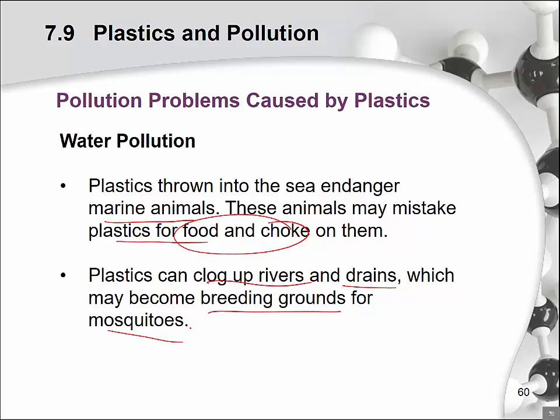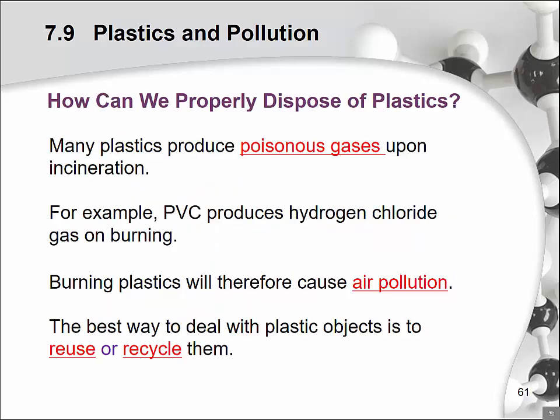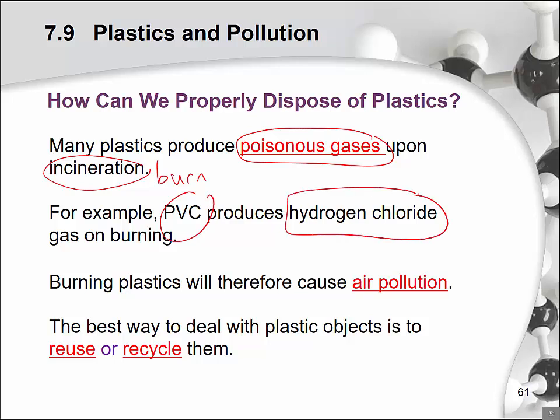Now, many plastics produce poisonous gas when incinerated, which means burned. An incineration plant is for burning of waste. So by burning, it can produce poisonous gas. For example, PVC produces hydrogen chloride, and this is an acid. If it dissolves in rainwater, it forms hydrochloric acid. So it's very dangerous. If you breathe this gas in, you get choked, and it's very acidic, and you can cough out blood. So of course, it produces air pollution when burned.